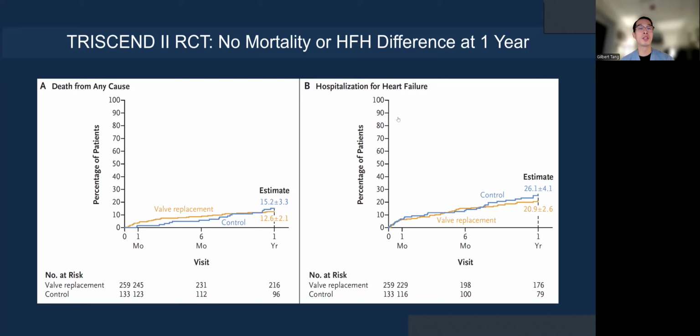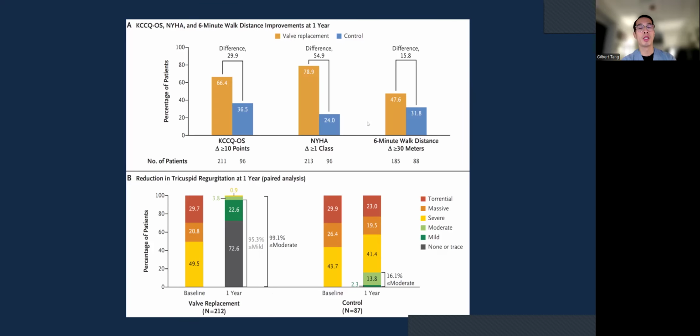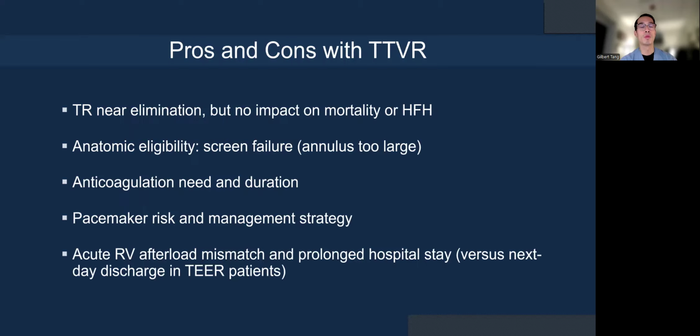However, it was a bit surprising to see that the TRISCEND 2 randomized trial, presented just at TCT and also in the New England Journal, showed that there was no difference in mortality or hospitalization at 1 year, despite TR elimination, which you see here, really almost 100% of patients do not have significant TR. Of course, these patients also have significant functional improvement versus the patients on medical therapy only.